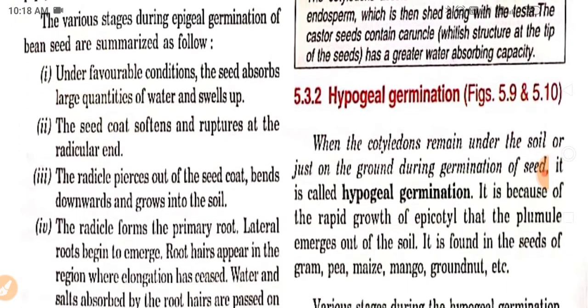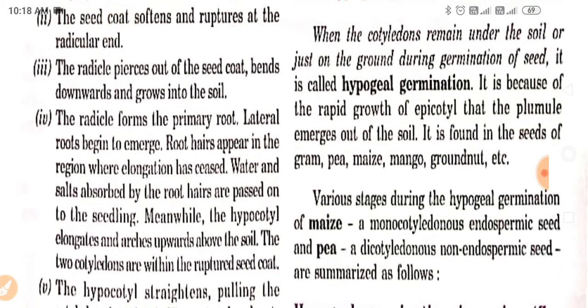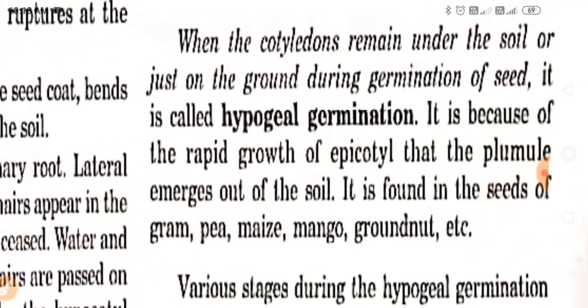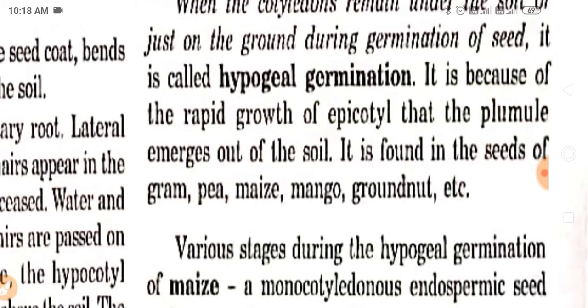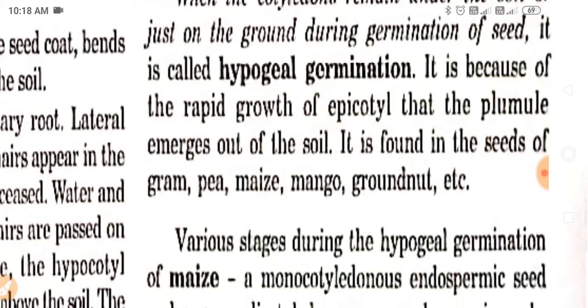So next is hypogeal germination. When the cotyledons remain under the soil or just on the ground during germination of the seed, it is called hypogeal germination. It is because of the rapid growth of the epicotyl that the plumule emerges out of the soil. It is found in the seeds of gram, pea, maize, mango, groundnut, etc.